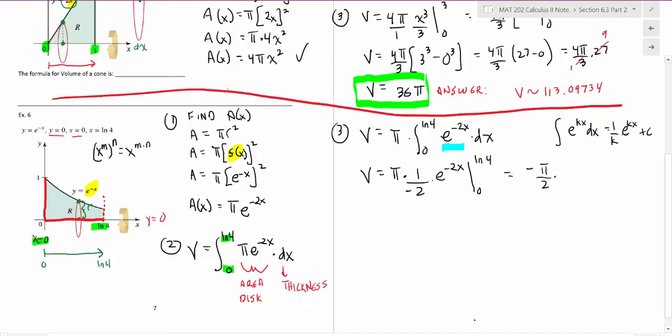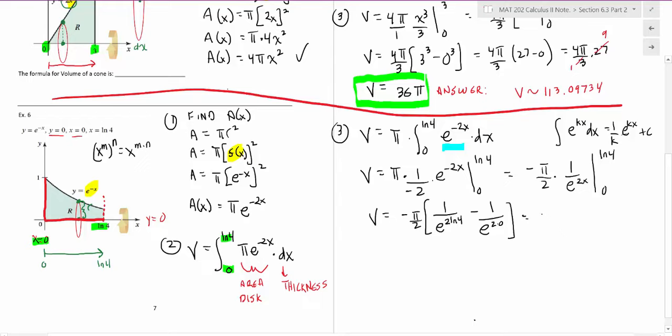And I'm going to go ahead and write this as 1 over e to the 2x. I think it's a little easier to evaluate. And then we're going to go 0 to ln 4. So we have our antiderivative. Now we're ready to evaluate this. Okay, so let's go ahead and continue. So we'll have negative pi over 2 times 1 over e to the 2 ln 4 minus 1 over e to the 2 times 0, like that.